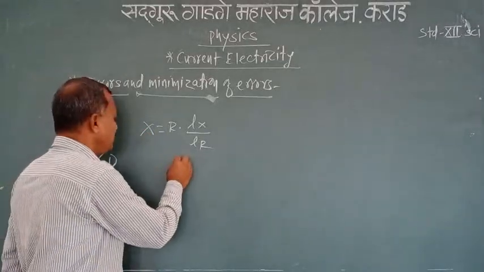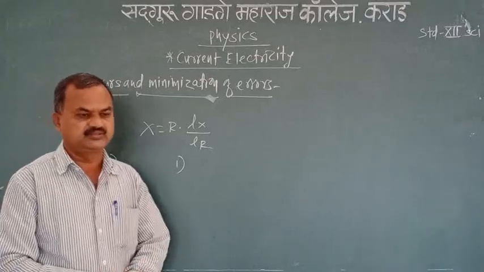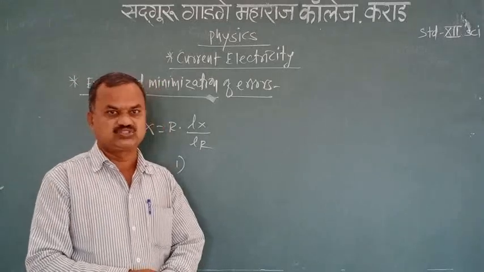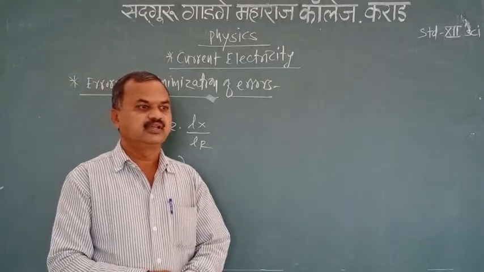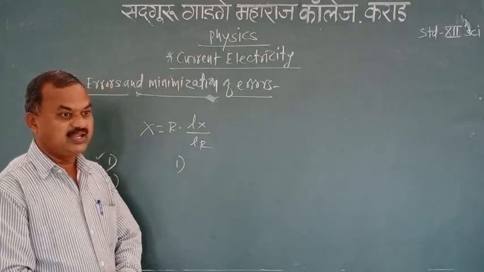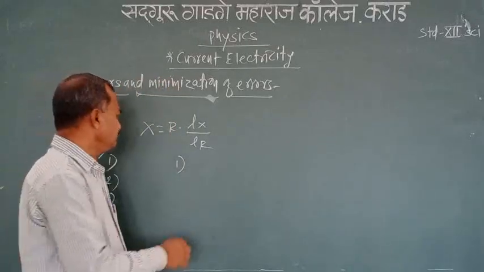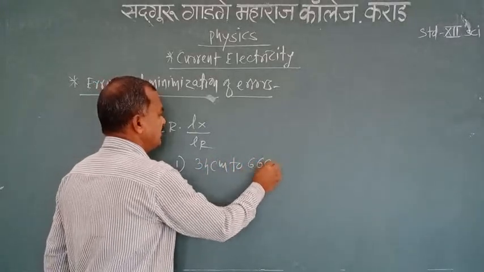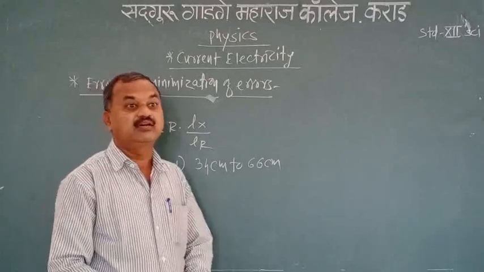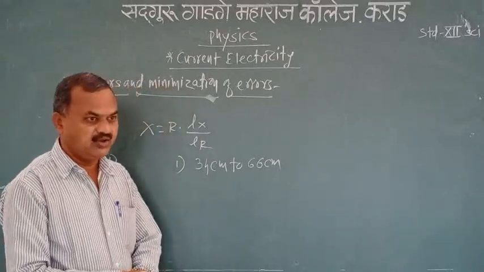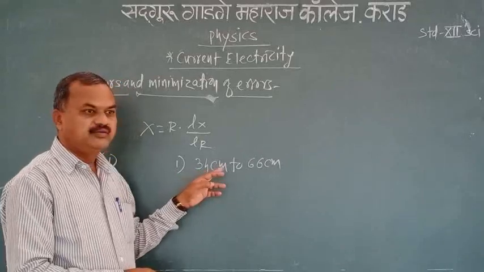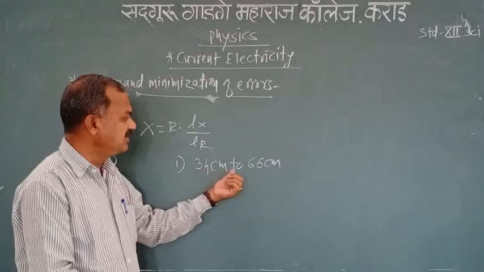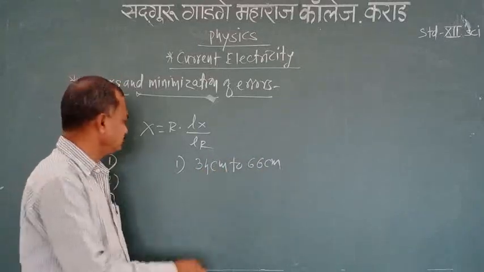These errors can be minimized by following points. Take a suitable resistance from the resistance box and adjust the null point or balance point along the wire between 34 centimeter to 66 centimeter, that is in the middle 1/3 of the wire. Balance point or null point is obtained in the middle 1/3 of the wire, means from 34 centimeter to 66 centimeter.